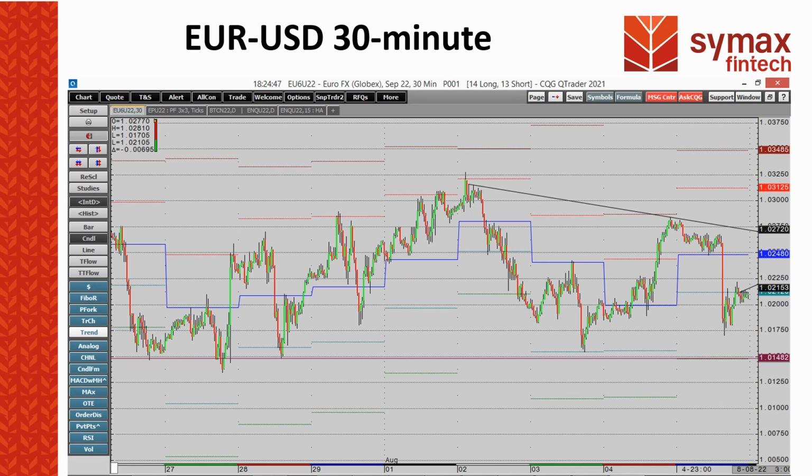This is the euro on the 30-minute, again with the pivots. So it spent the first part of the day above the pivot point level. And then when the data came out, it just crashed straight through that. It found sort of some support again, and it still didn't recover that great. I mean, it's only made it back to S1. So as I say, I just personally can't get any confidence.